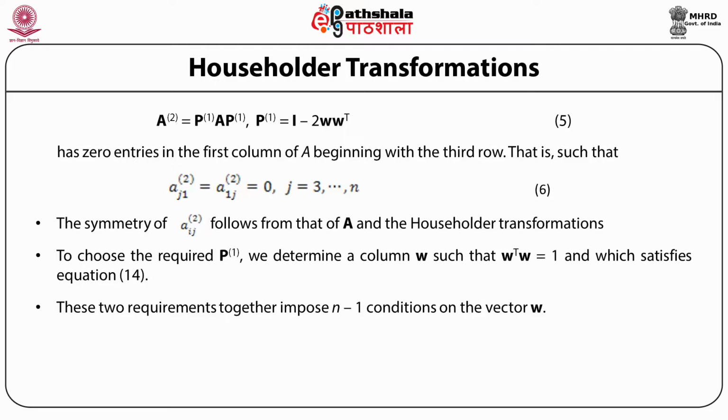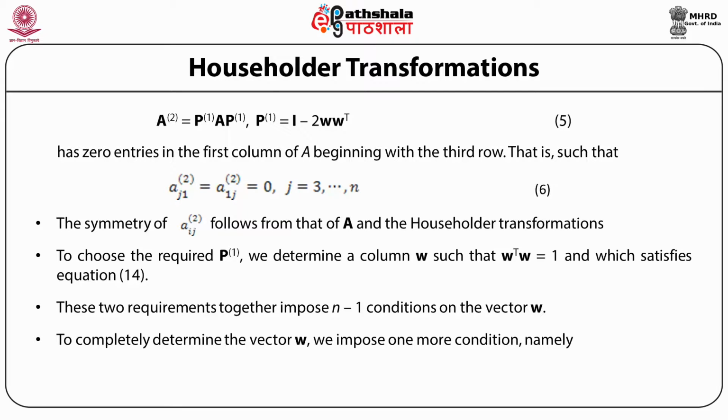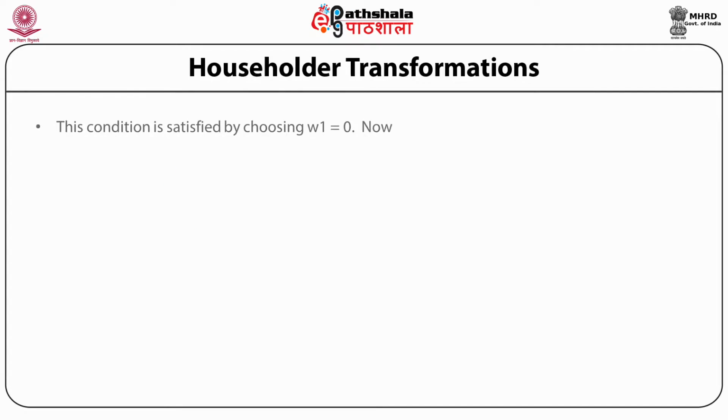These two requirements together impose n minus 1 conditions on the vector W. To completely determine the vector W, we impose one more condition, namely a_{11}^{(2)} = a_{11}. This condition is satisfied by choosing W1 = 0.